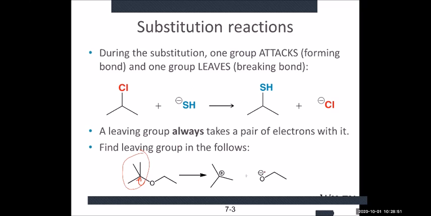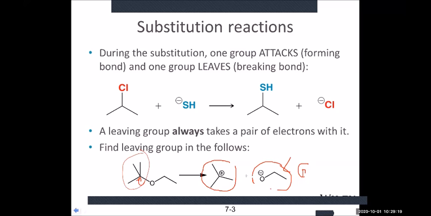So the leaving group between this and this, the one with more negative charge compared with the original molecule, is a leaving group. So this is a leaving group. The leaving group is basically where the single bond breaks, and those two bonding electrons now go with the leaving group.